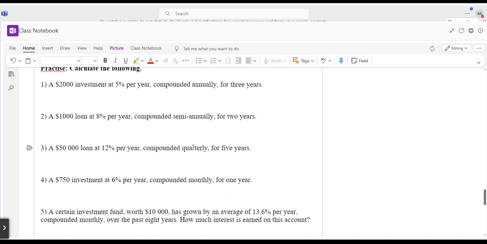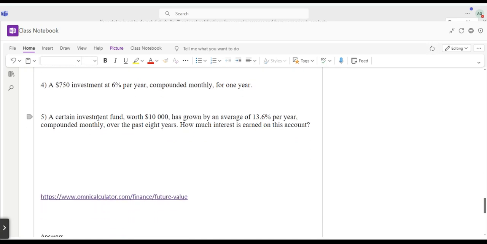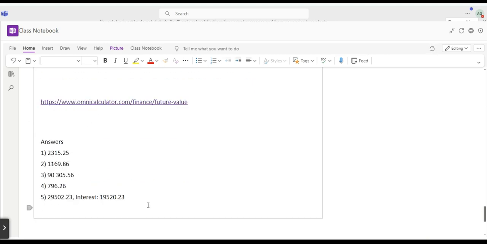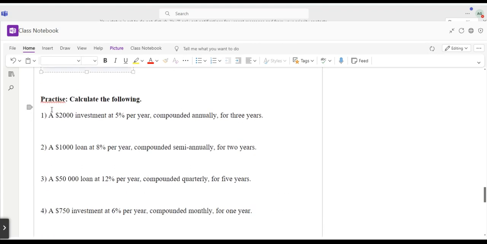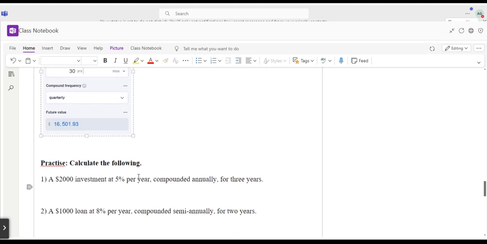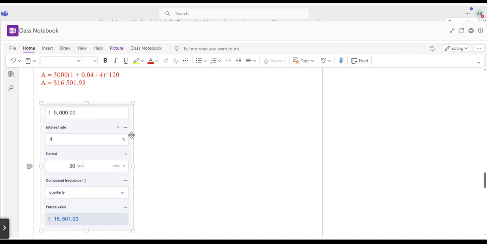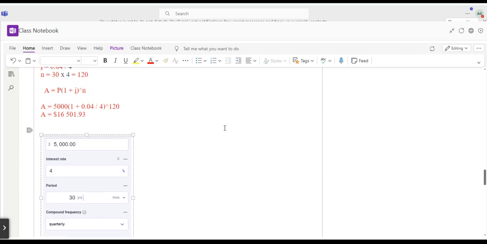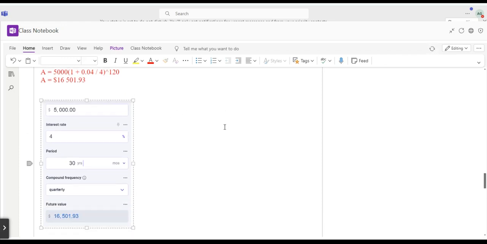Okay. So here's some questions. A $2,000 investment, a loan, such and so forth. And I also put the answers below here. So these answers for 1, 2, 3, 4, and 5 are the answers to these questions. Because again, the problem I found with this unit isn't that the answer is not the important part. It's just confirming what the answer should be. So you should be getting these as a solution as well.